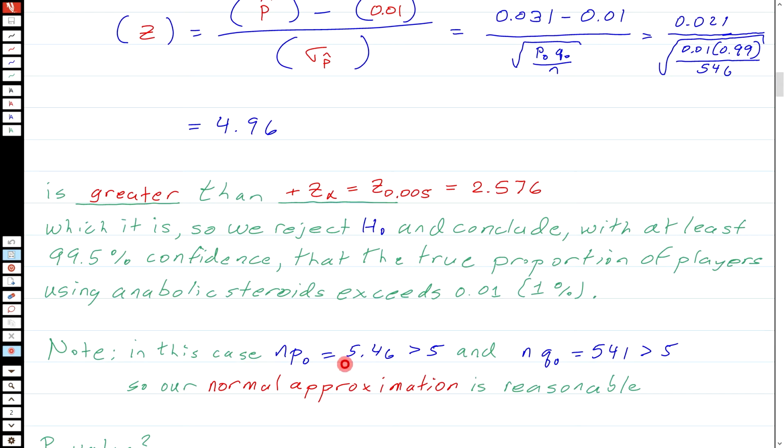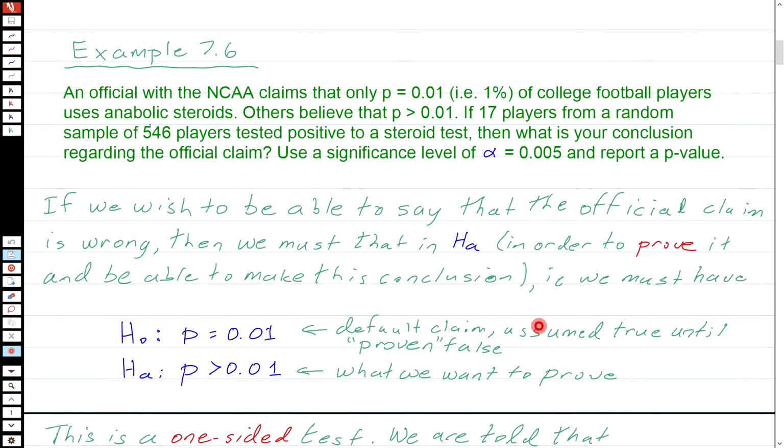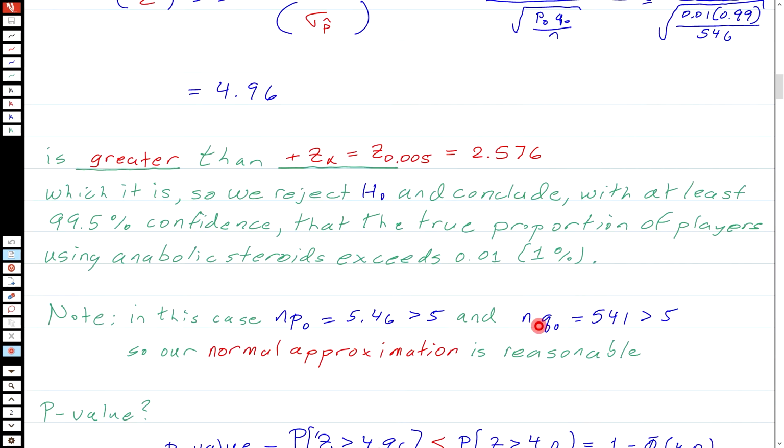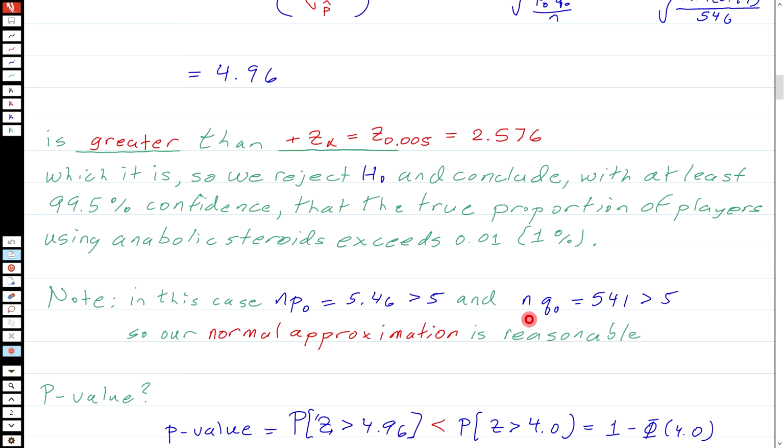And we can just check to see how good this approximation is. If I multiply n, which is 546, times the claimed null proportion of successes, which is 1%, I get 546 times 0.01 is 5.46. This is bigger than 5. And of course, q is 0.99. So at the other end, is it 0.99? Yeah, 0.99 times 546 is way bigger than 5. So it looks like our normal approximation is reasonable.